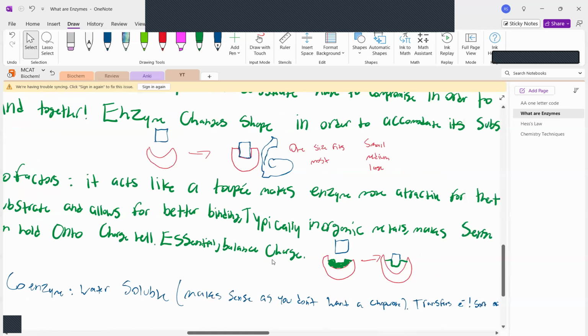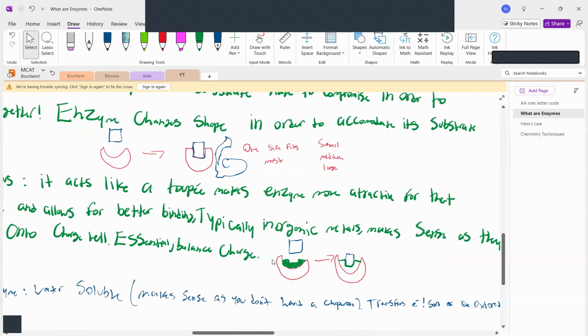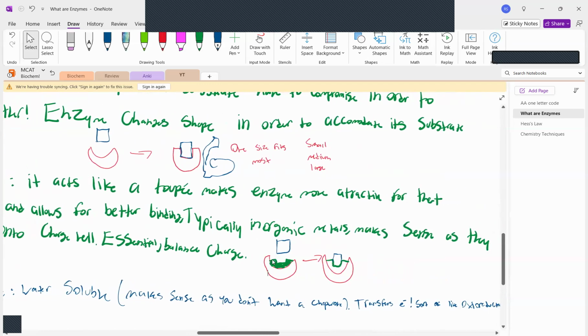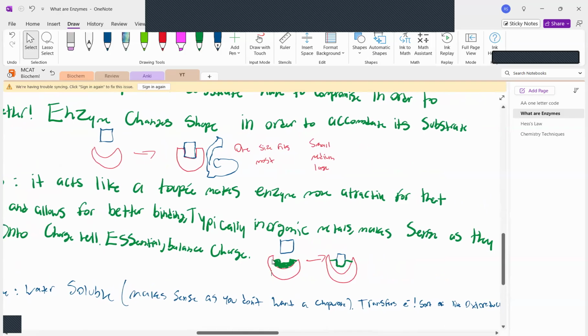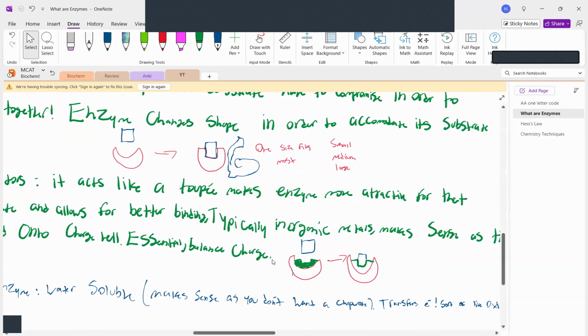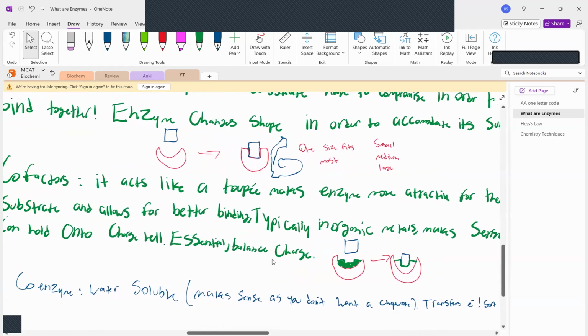Yeah, it allows for better binding. It's typically an inorganic metal, since they help balance the charge as well. Which makes sense just because metals are better at handling charge than non-metals. They can disperse the charge more evenly throughout, whereas non-metals can't. So that's more of a chemistry concept that I'll probably talk about in the future.